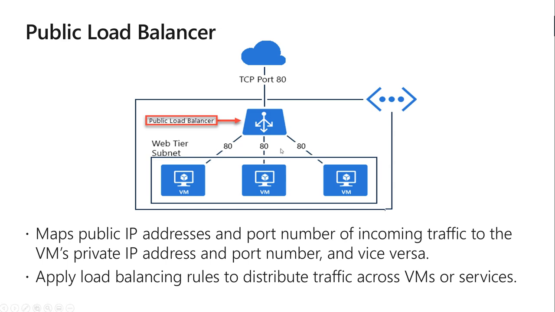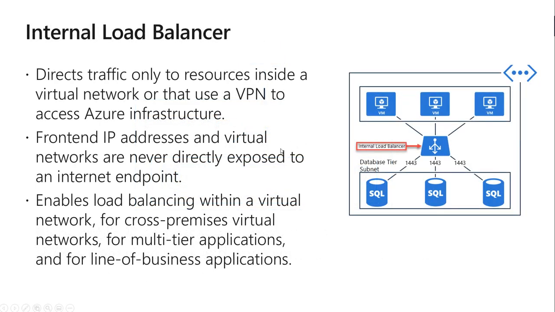Okay. And another one is the internal load balancer. The internal load balancer directs traffic only to resources that are inside the virtual network or that use a VPN to access Azure infrastructure. The front-end IP address and virtual network are never directly exposed to internet endpoints. An internal line of business application running in Azure can be accessed from within Azure or from an on-premises resource through VPN. For example, an internal load balancer could receive database requests, like we saw here, that need to be distributed to backend SQL servers.